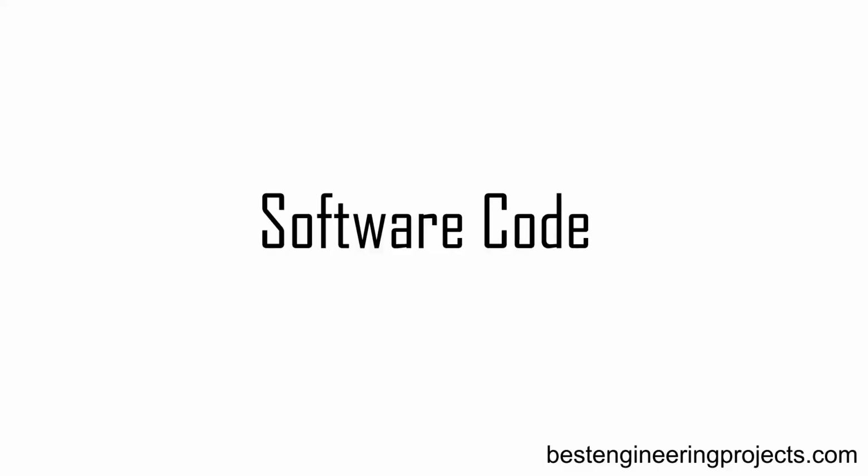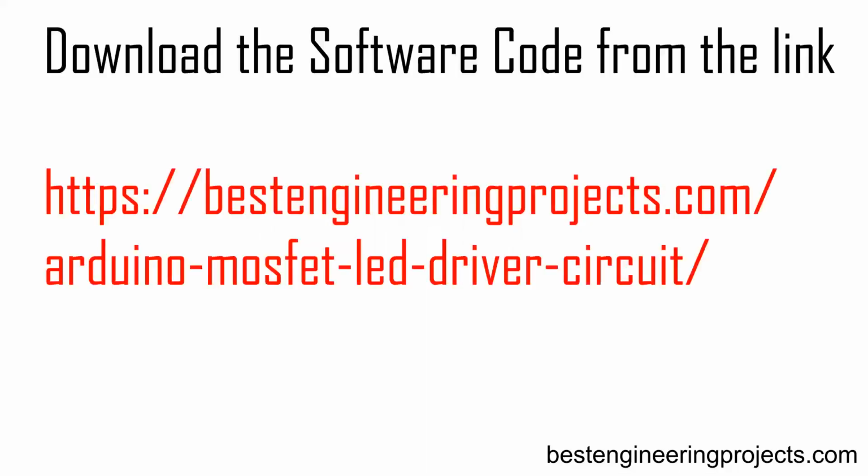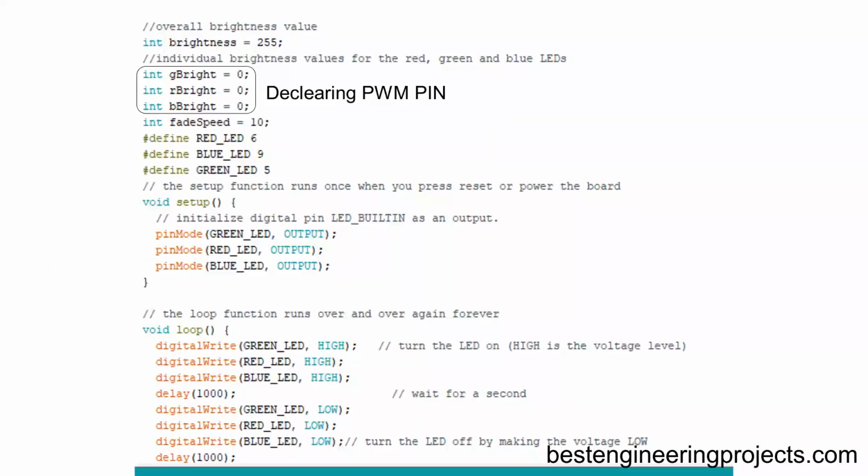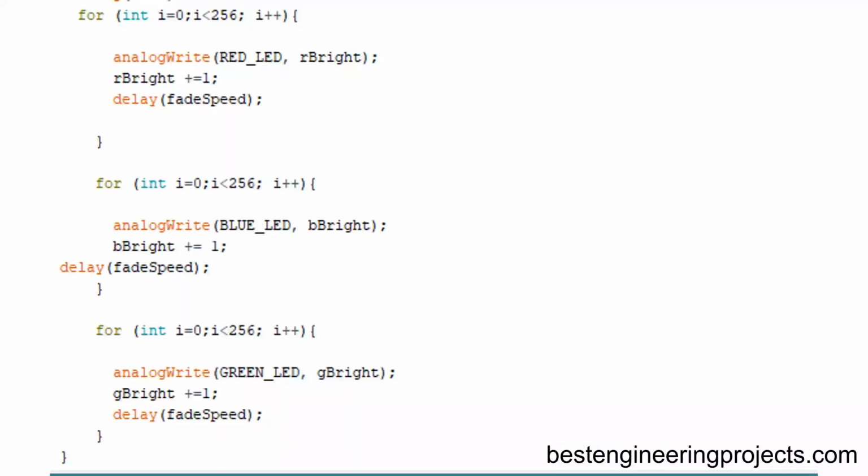Now let's see the software code. Download the code from the link given in the description section, modify it according to your requirement and upload it to the Arduino Uno board. The software code is very simple. Here at first we define 3 PWM pins for the MOSFET gates and vary the gate voltage from 0 volt to 5 volt using the PWM pin and the analogWrite statement.